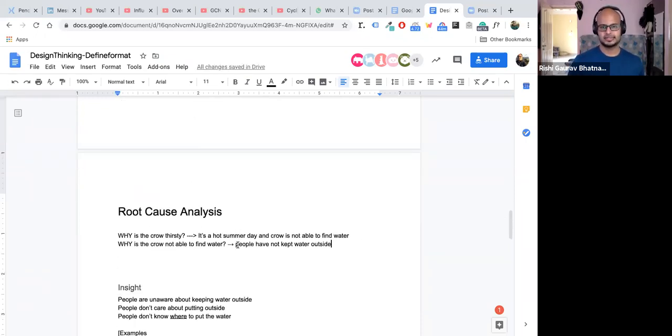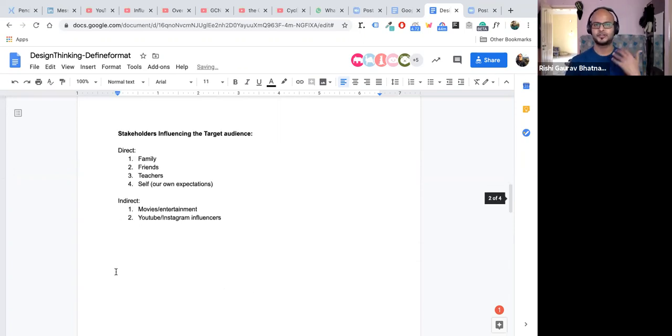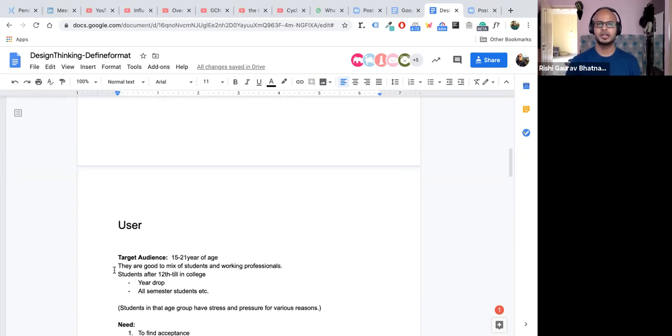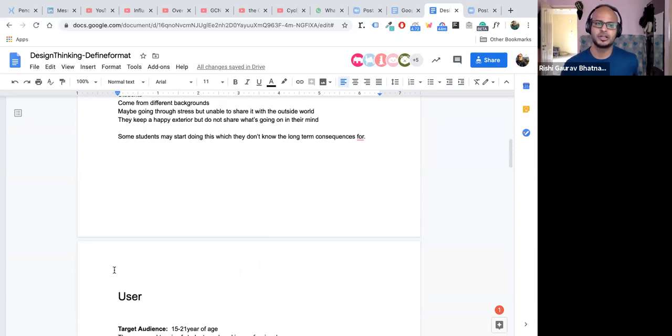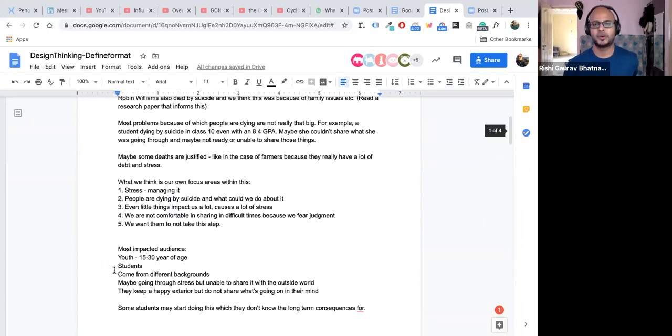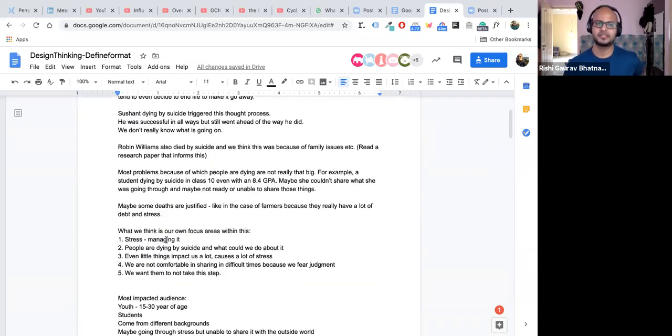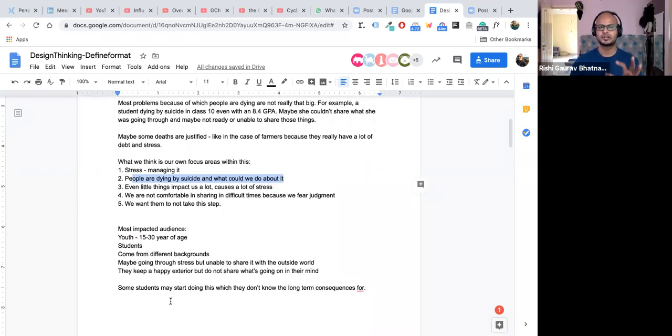Now, root cause analysis. It's a longer exercise, and I think all of you will be able to do this on your own, but I'll quickly go back to it. What was the problem hypothesis that we looked at? Now we have a bunch of focus areas. We are not comfortable sharing with the fear of judgment. There's a lot of stress. We don't know how to manage it. People are dying by suicide, and we don't know what to do about it. These are a lot of focus areas.